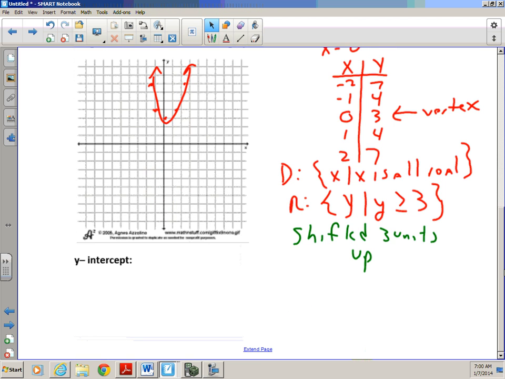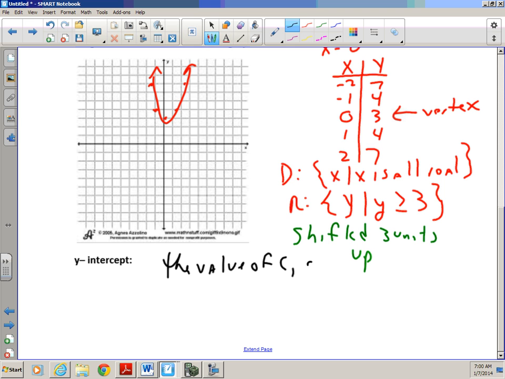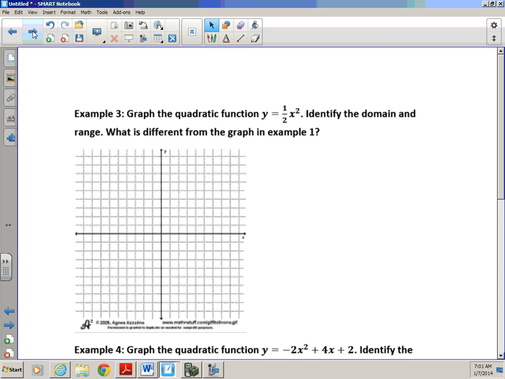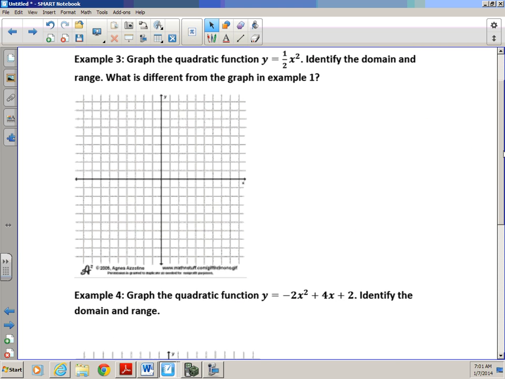And hopefully you'll notice the y-intercept. What is the y-intercept of any quadratic equation? It's the value of c, since it is the value of y when x is 0. So in other words, when x is 0, that means the x squared and the bx part are both 0, and I'm just left with c. All right?